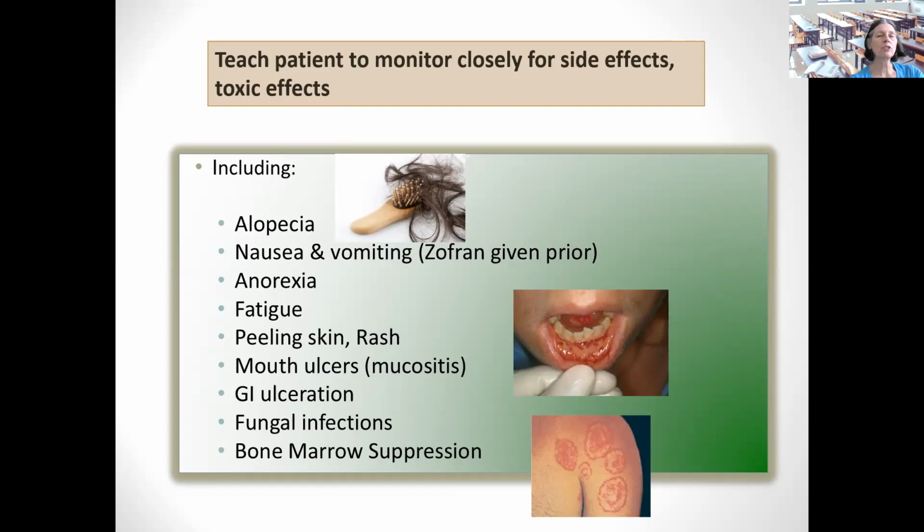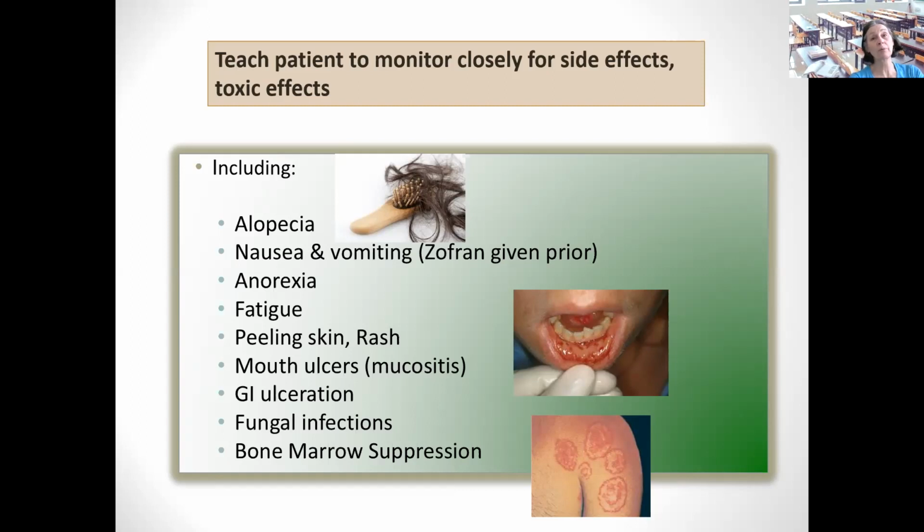We want to teach our patients to begin their antiemetic regime, Zofran, our serotonin antagonist, before the first dose of chemotherapy and regularly throughout the chemotherapy, generally for up to 10 to 14 days afterwards, because some of these chemotherapeutic agents have a long half-life and the patient may be nauseated for a week or two. Anorexia is a side effect.